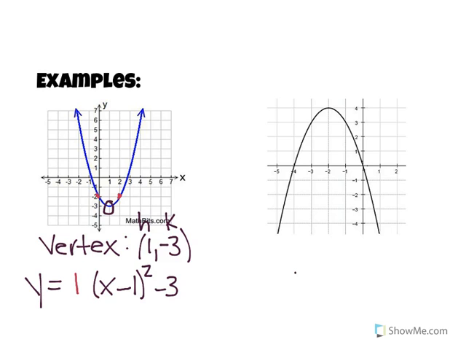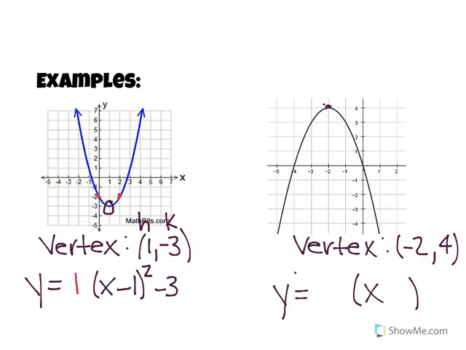Same thing with this next one. Our vertex is located right here. So that's at -2, +4. So I have my equation y equals x squared. I can go ahead and put my vertex in, and remember that -2 is going to become +2. And then +4 at the end, because the k value stays the same. Only the h value needs to switch.